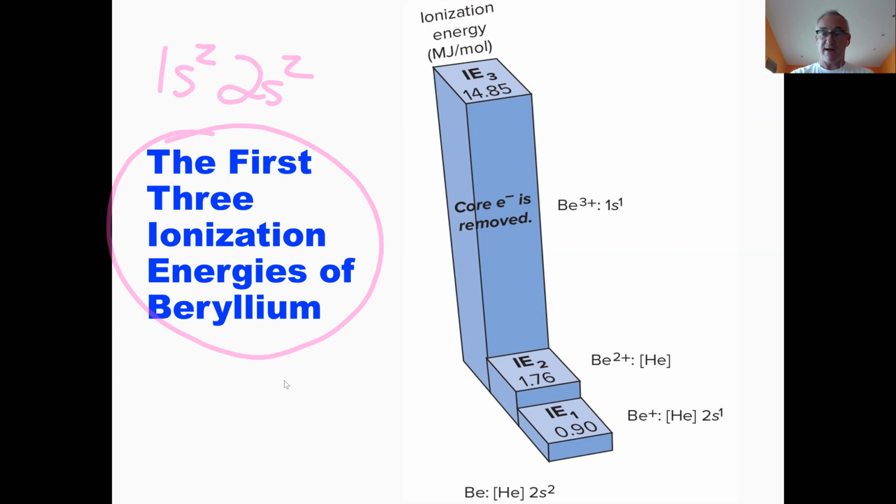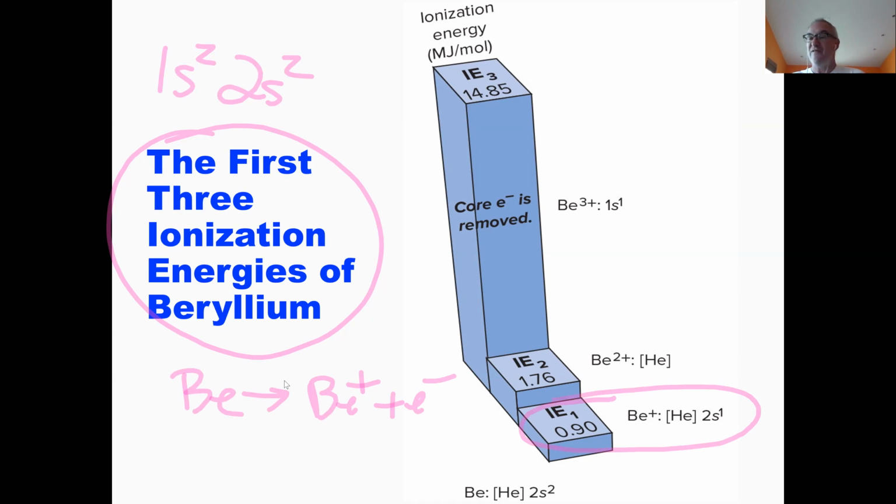So this is the amount of energy required to go from a neutral beryllium atom to Be+ and an electron. This amount of energy right here. Very little. This is in megajoules per mole, or whatever. It'll give you an idea of how many joules are required. Not very much. So a small amount of energy.